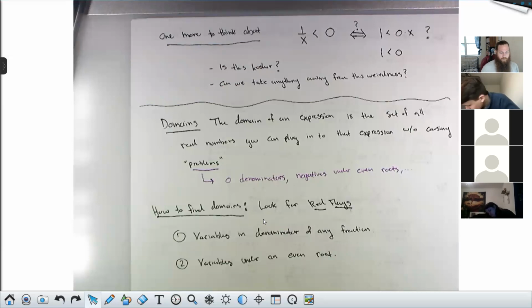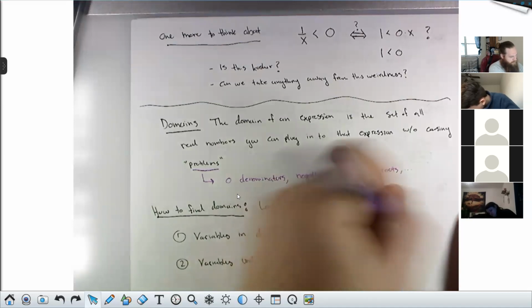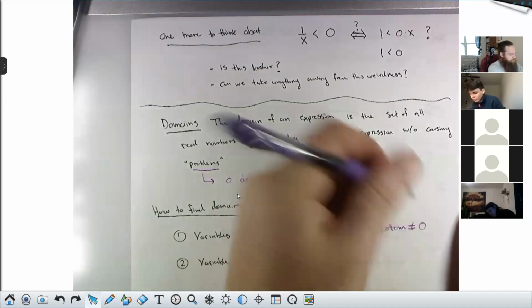All right, so those are the red flags you want to be on the lookout for. And then you just have to make sure that you avoid these problems. So if you've got variables in the denominator, you need to make sure that that variable quantity downstairs is not equal to 0. All right, so here we know that the bottom is not allowed to be equal to 0.